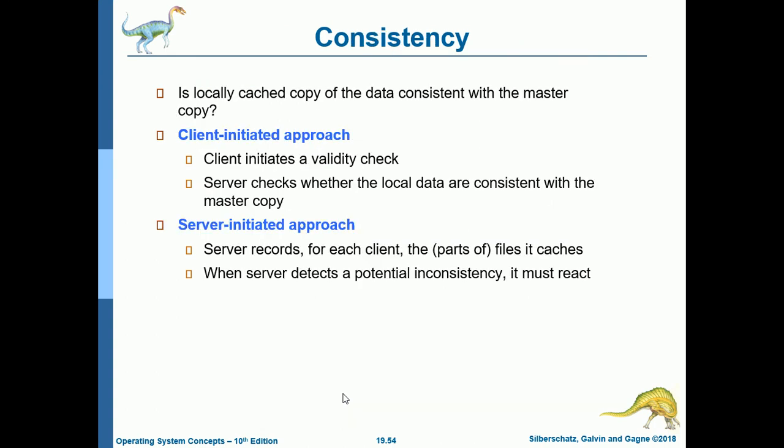So next is consistency. Is the locally cached copy of the data consistent with the master copy? To answer that, we have the client-initiated approach. The client initiates a validity check, and then the server checks whether the local data are consistent with the master copy. On the other hand, we have the server-initiated approach. The server records, for each client, the parts of files it caches. When the server detects a potential inconsistency, it must react.